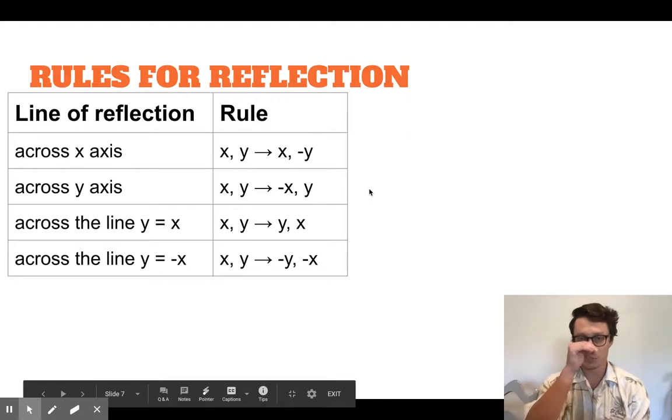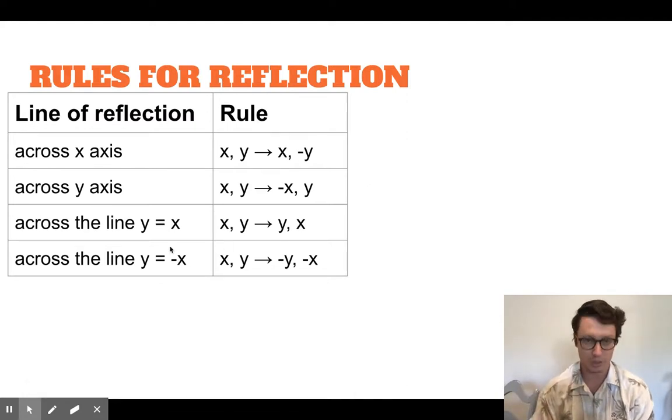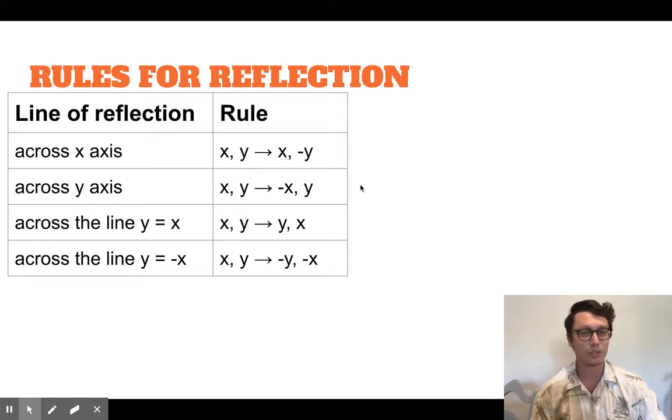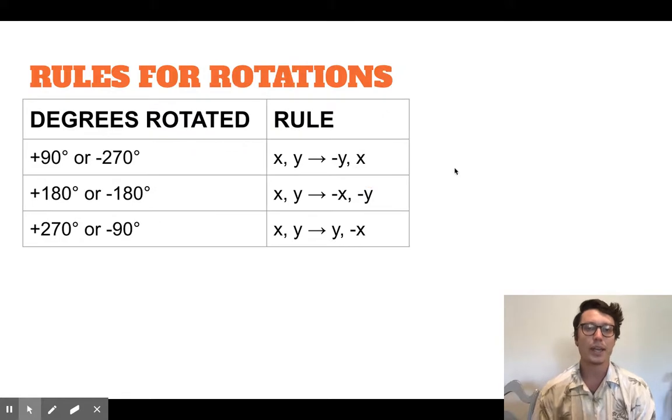Okay, here are the rules for reflections. You can write those down in your notes. We technically already learned these, right? So it's always good to just rewrite. That'll help reinforce them. Okay, and the rules for rotations. Okay, 3 rules for rotations.